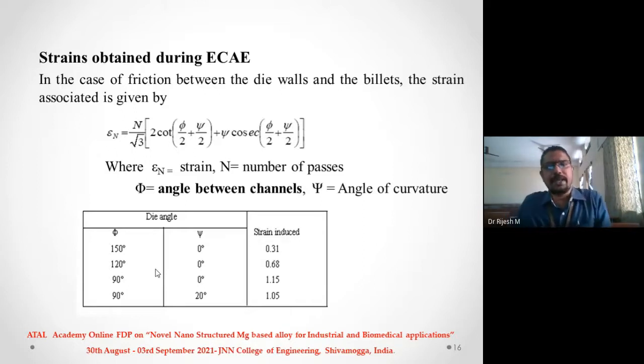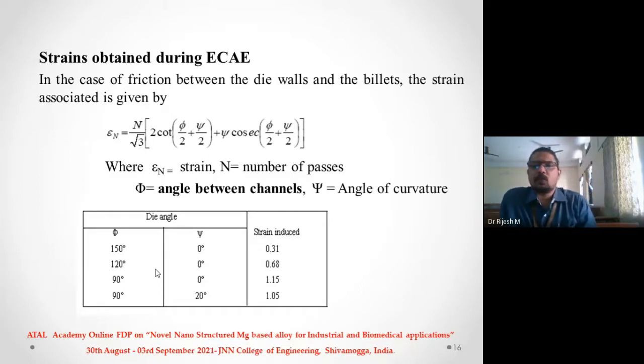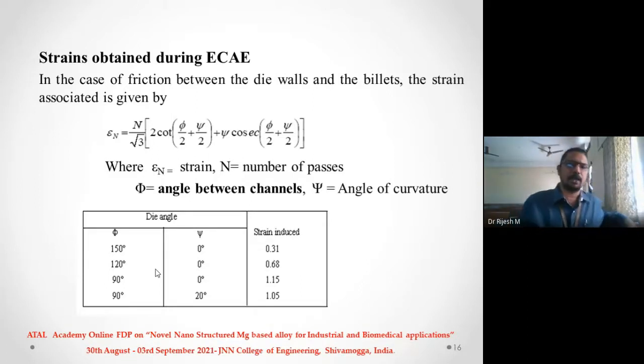The equation for strain is something like this. In the case of friction between the die walls and the billets, the strain associated is given by epsilon N, where N is the number of passes. I have considered three angles here: 150, 120, and 90, with the internal angle at 0 and 20 degree. You can see that the least strain is for 150. Very close to 180 degree, you cannot expect a high strain. But when you go for 120 and 90, you can see the strain is increased to 1.15.